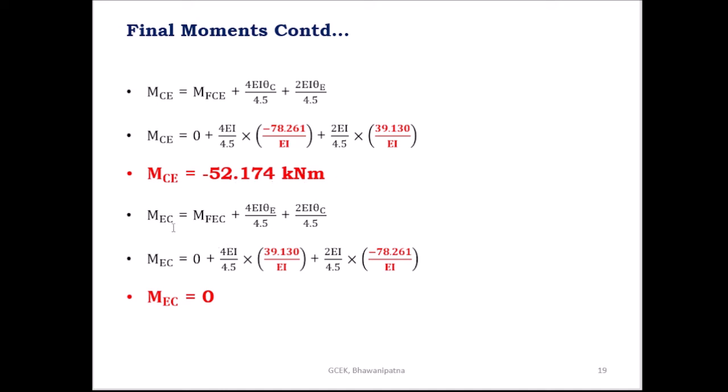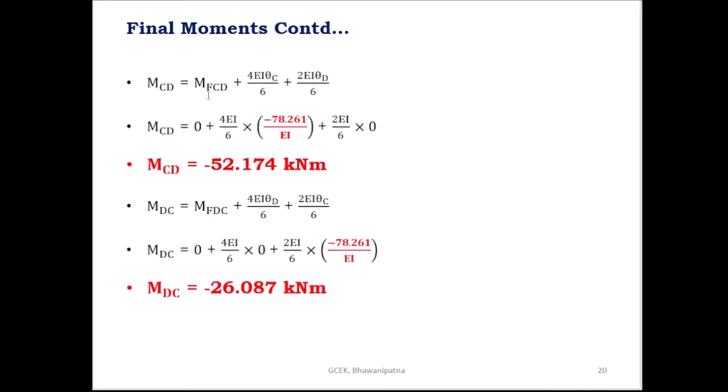Then find out MEC. MEC is equal to MFEC plus 4EI theta E by 4.5 plus 2EI theta C by 4.5. Then put the values of theta E and theta C here. MFEC is 0 and theta E is equal to 39.130 by EI and theta C is equal to minus 78.261 by EI. Then after simplification, MEC is equal to 0, because you know the end is simply supported, so here also you got the moment equal to 0, because at the simply supported end the moment is equal to 0.